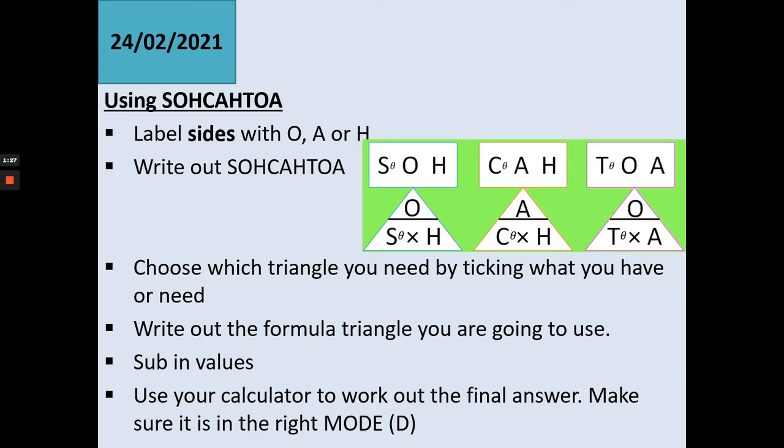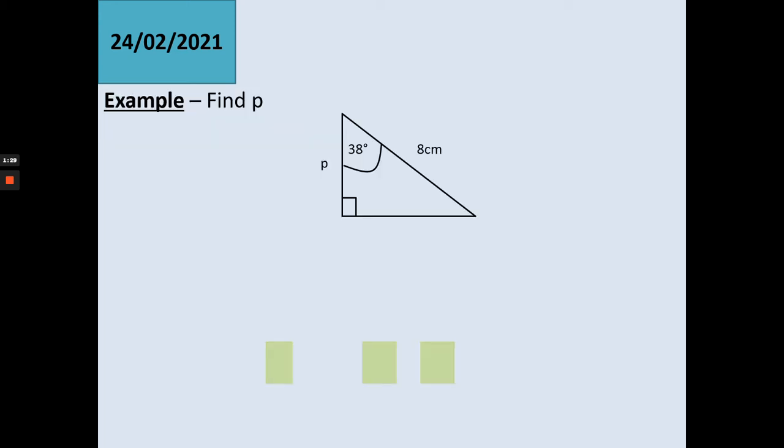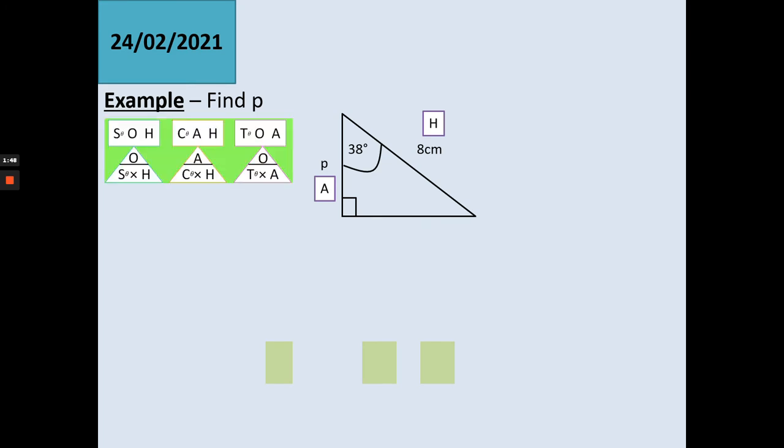So let's have a little example. We've got a triangle, we've got a side P we want to find, and we've got an angle and a side. Let's work out which sides we've got. We've got the hypotenuse, the longest side, and we've got the adjacent, the side between the two angles. If you write SOHCAHTOA out, the triangle that has the adjacent and the hypotenuse involved is the cosine one.